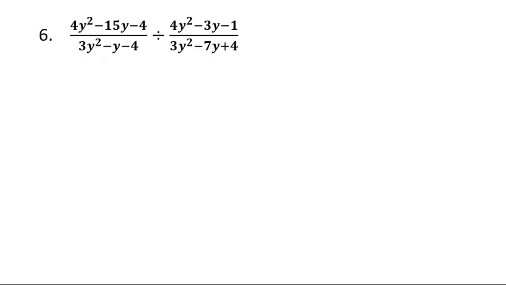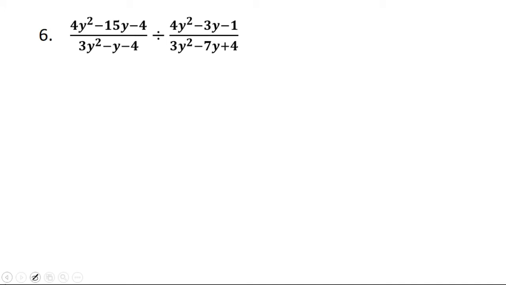Let's take the next example. We have 4y squared minus 15y minus 4 all over 3y squared minus y minus 4 divided by 4y squared minus 3y minus 1 all over 3y squared minus 7y plus 4. This looks long, but it follows the same principle that we have done. We've learned how to factorize quadratic trinomials, and we are going to use that a lot in this example.